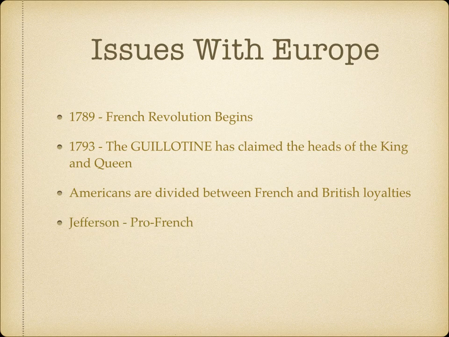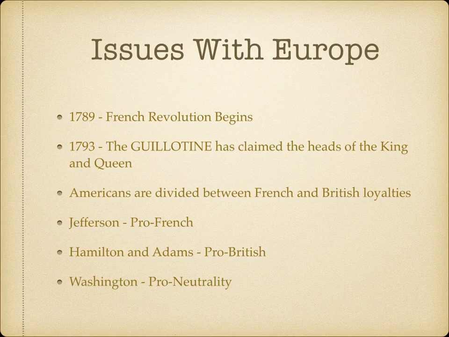So we have Thomas Jefferson, who's very pro-French. He goes to France. He was the Secretary of State. Then we have Hamilton and Adams that are very pro-British. Hamilton's about money. The British buy a lot of our stuff. And then you have President Washington, who wants to be neutral. He thought that being entangled with these different groups, overseas or whatnot, was just bad for business for America.